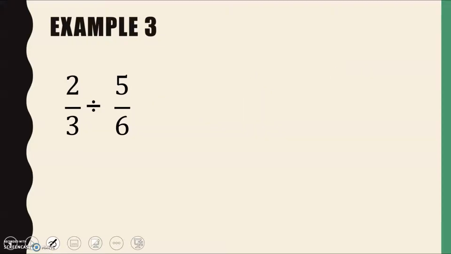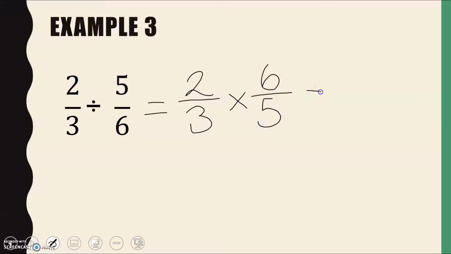Example number 3, I've got 2/3 divided by 5/6, so keep my first fraction the same. Change divide to a times, flip my second fraction over. 2 times by 6 gives me 12. 3 times by 5 gives me 15.